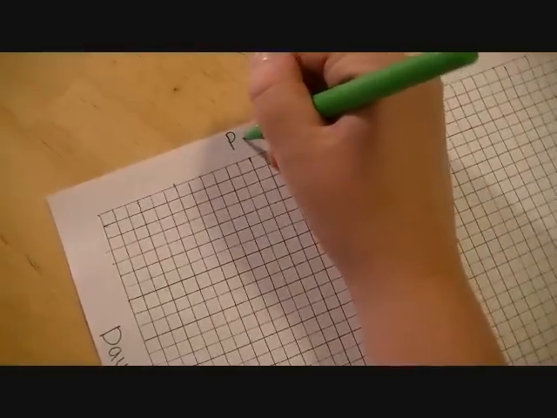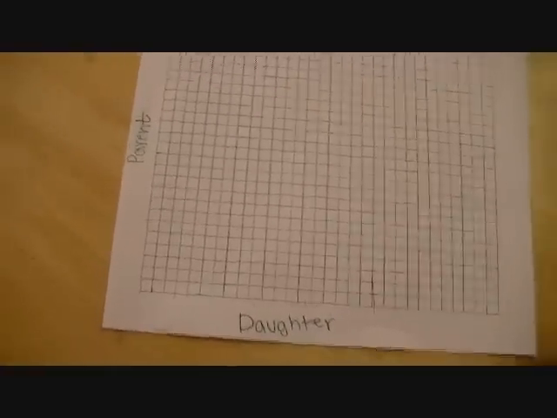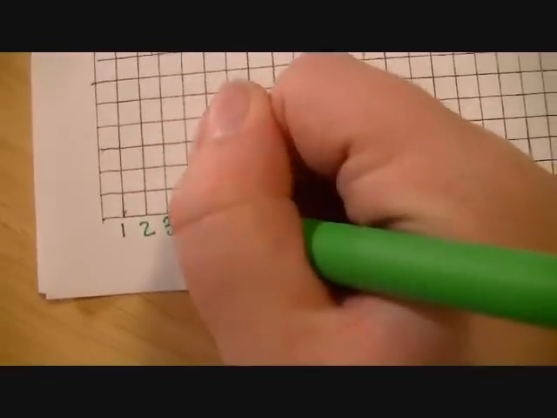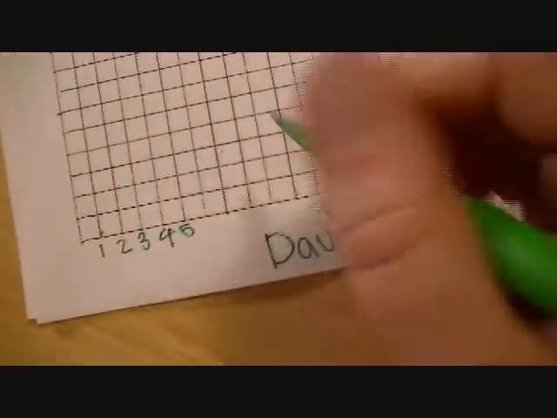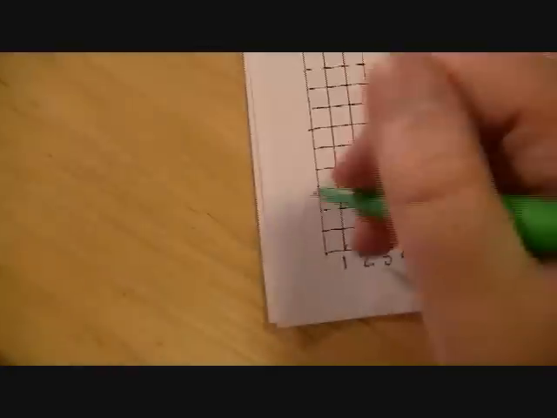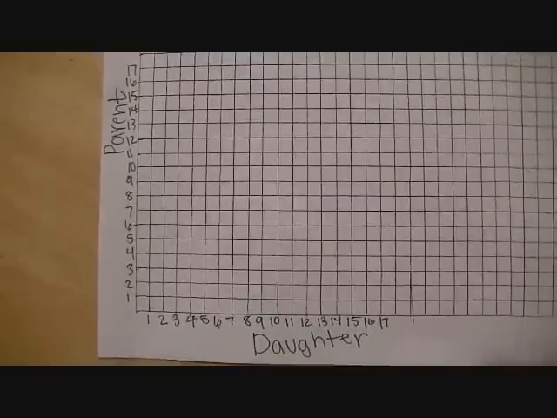And along the Y-axis, this is where the parent cells are. So, we have to label our axis. Along the bottom, because I only have 17, I'm going to do 1 per line. And I also need 17 straight up the side. Okay, now this is my graph.